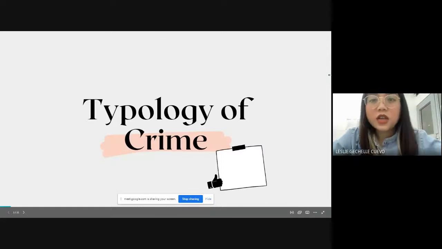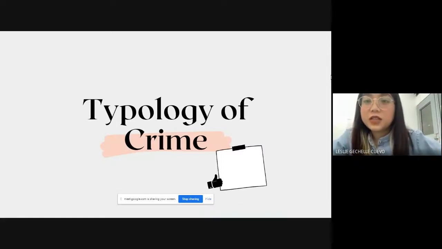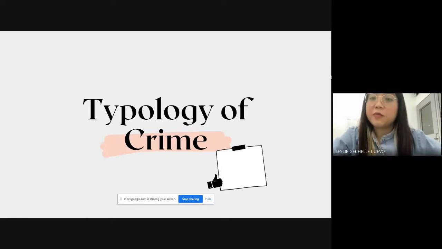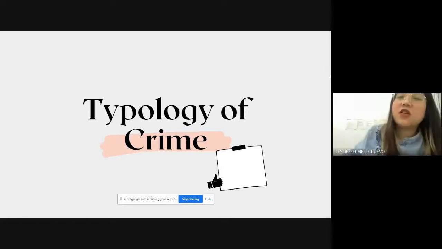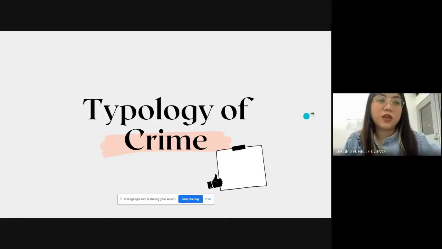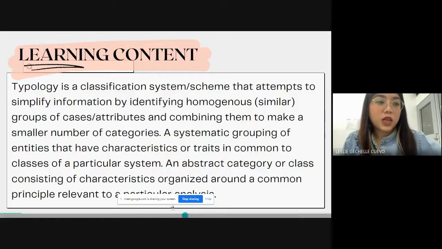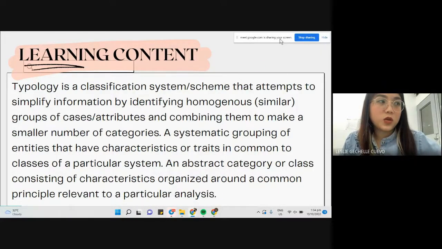Okay, so for today, we will be discussing typology of crime. The first half of the typology of crime. Okay, so dito muna tayo.